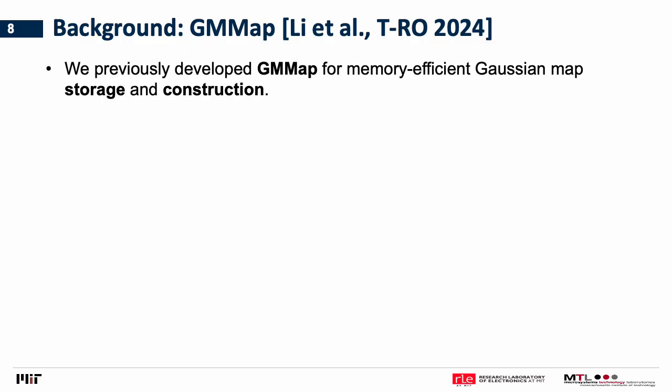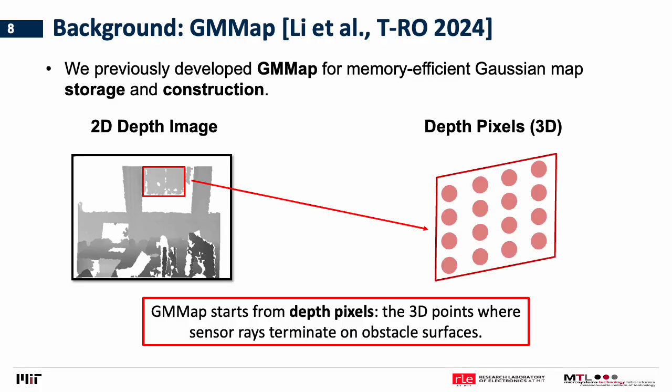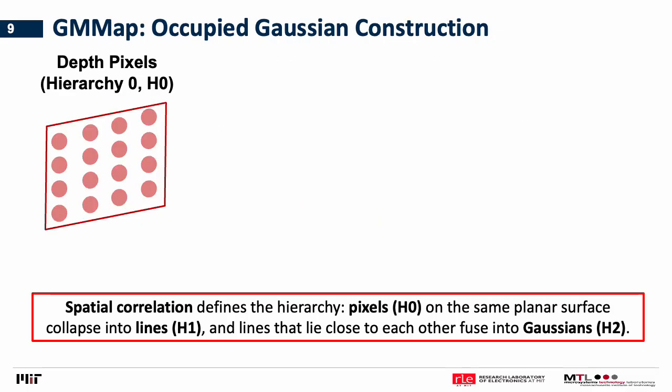Beyond compact storage, efficient map construction is equally important on edge devices. Therefore, our lab previously introduced GMMap in our 2024 TRO paper, which is one of the most memory-efficient Gaussian mapping frameworks available. GMMap's construction pipeline starts with a sensor input, a depth image, where each pixel encodes the 3D point at which a sensor ray hit an obstacle surface. If we were to zoom in to the highlighted curtain region, the corresponding 3D points lie roughly on the same planar surface, shown here as red dots.